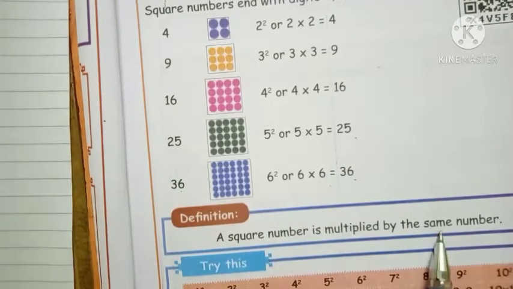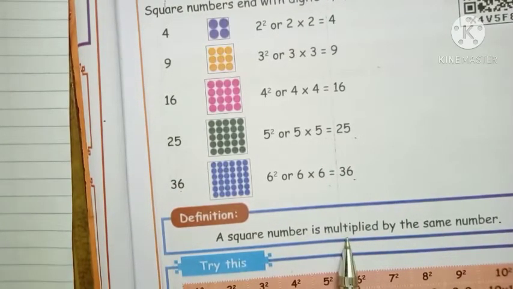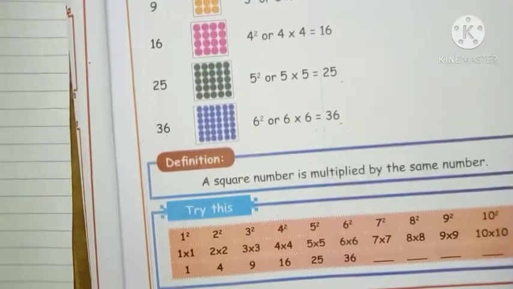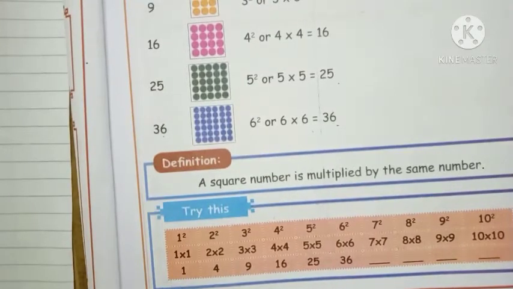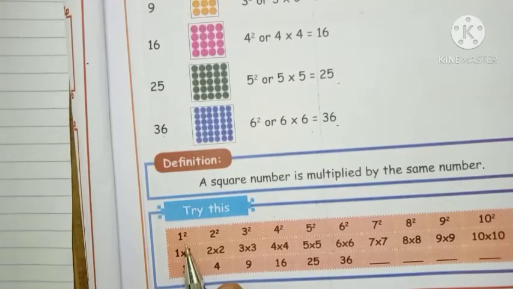So this is saying a same number multiplied. A square number is multiplied by the same number. That one is called the square number. Here to write. Ready, children? Already you learned the tables. So I ask some questions.